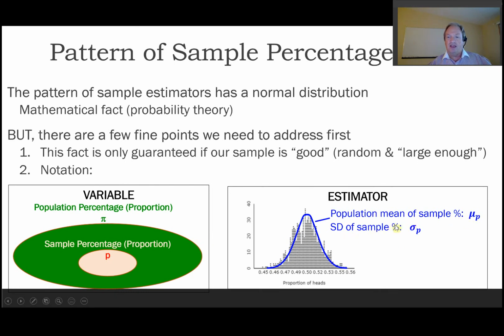And the standard deviation of the sample percentages, well, we always use the Greek letter for lowercase s, sigma. And to make it very clear that we're talking about the standard deviation of the sample percentages, we use a p here as a subscript. Now, what about our sample mean and our sample standard deviation? So for sample means, we use x bar rather than mu. And for sample standard deviations, we use regular s instead of the Greek letter for s.